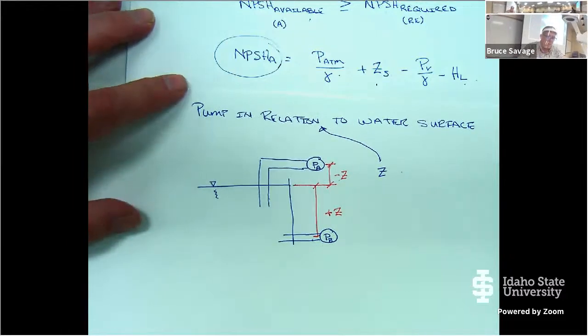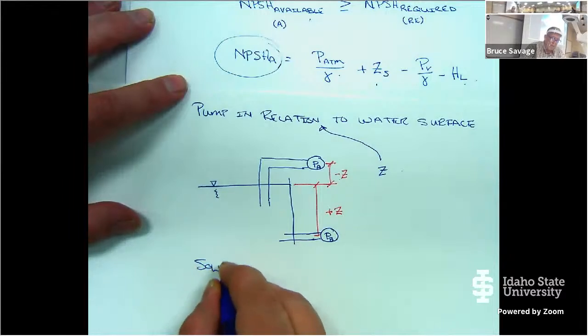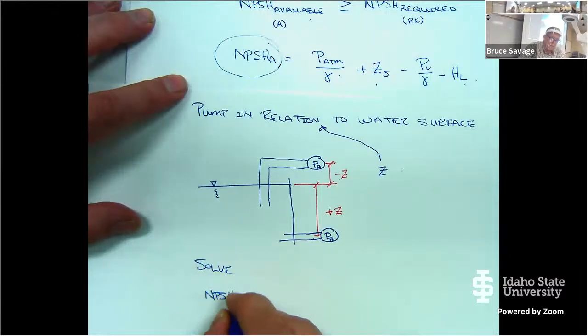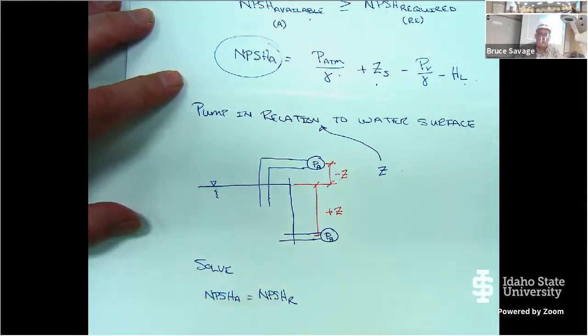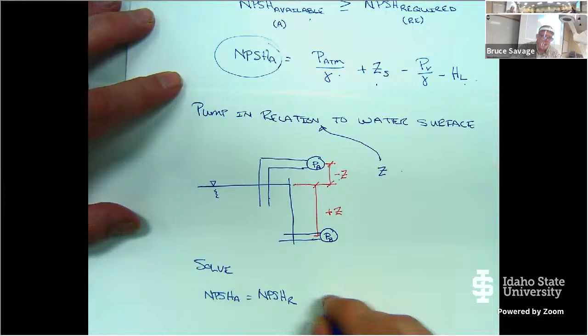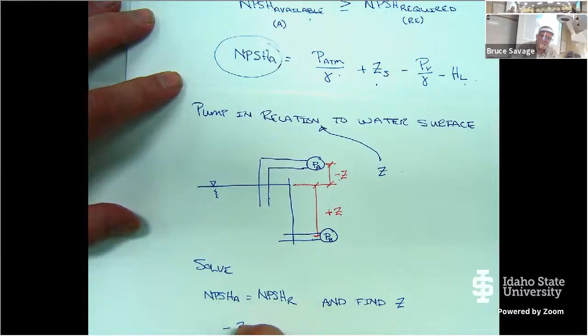So our solution method is we let the net positive suction head available equal the net positive suction head required, and then find Z. Negative Z is placement above the water surface. Positive Z, we need to be below.